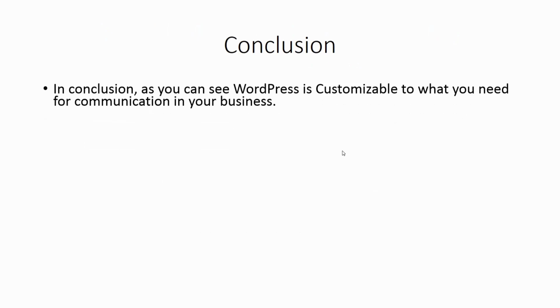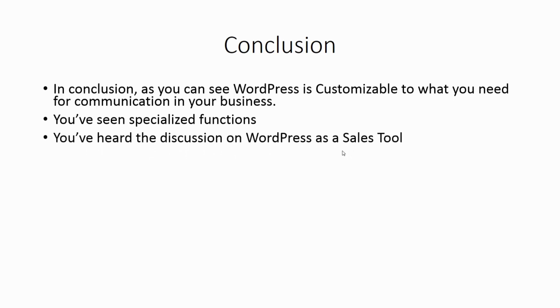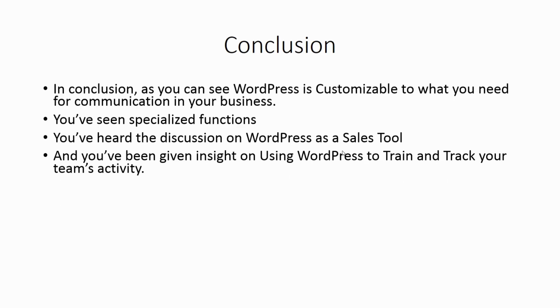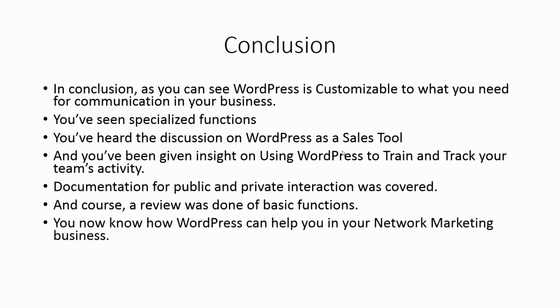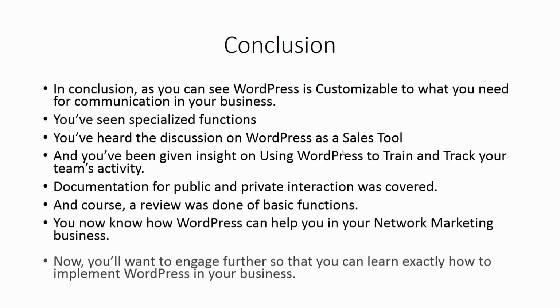In conclusion, as you can see, WordPress is customizable to what you need for communication in your business. You've seen specialized functions. You've heard the discussion on WordPress as a sales tool. And you've been given insight on using WordPress to train and track your team's activity. Documentation for public and private interaction was covered. And of course, a review was done of basic functions. You now know how WordPress can help you in your network marketing business.